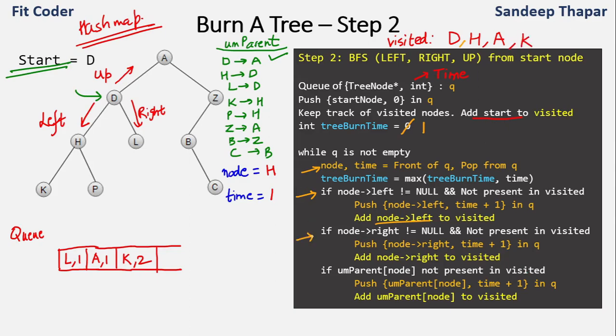Then we check right of H, which is P. P is not in visited. So we push P comma 2 in the queue and we add P to visited. Then we check parent of H, which is D. So D is already in visited, so this if statement is false.